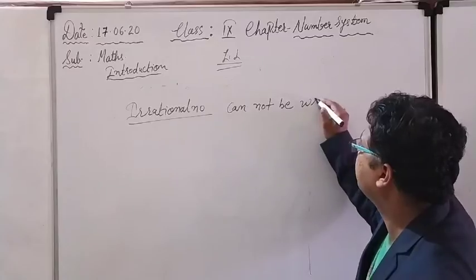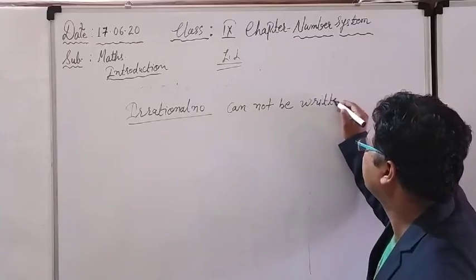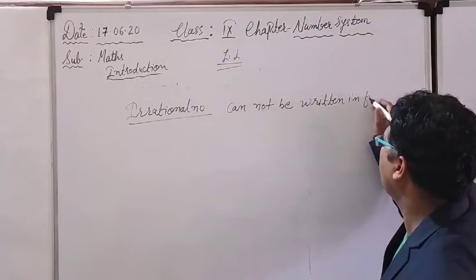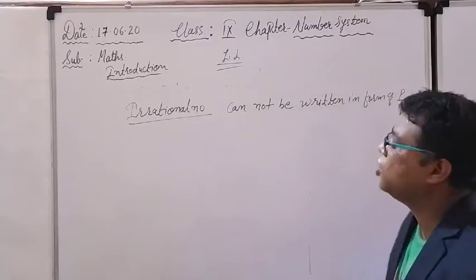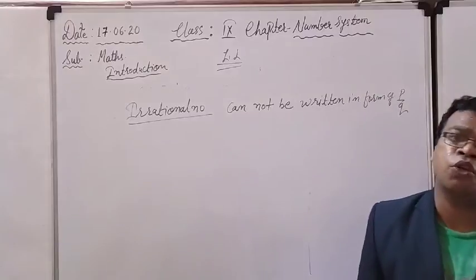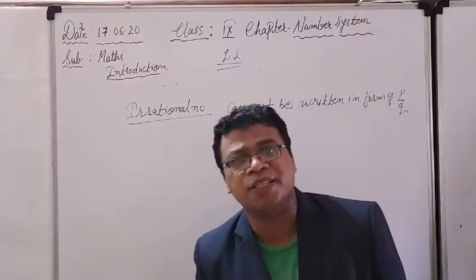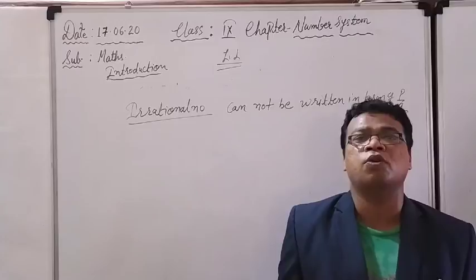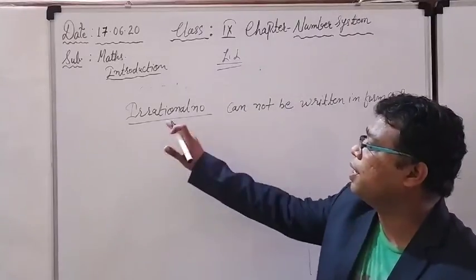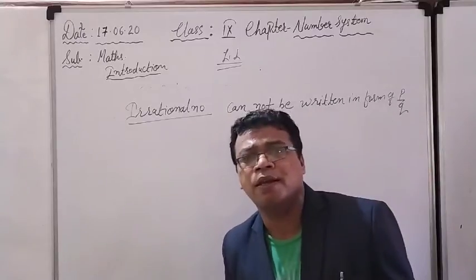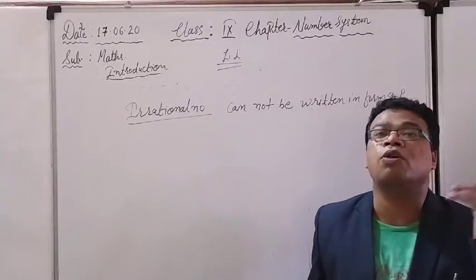Cannot be written in the form of p upon q, which cannot be written in the form of p upon q, where p and q are integers and q should not be equal to 0. तो जिसको p upon q के रूप में लिखा नहीं जा सकता है, these are known as irrational numbers. ये आपके लिए नया topic है, so we have to focus more and more on it.